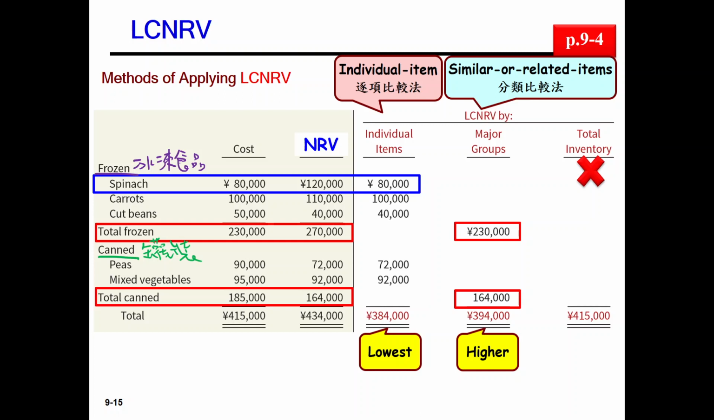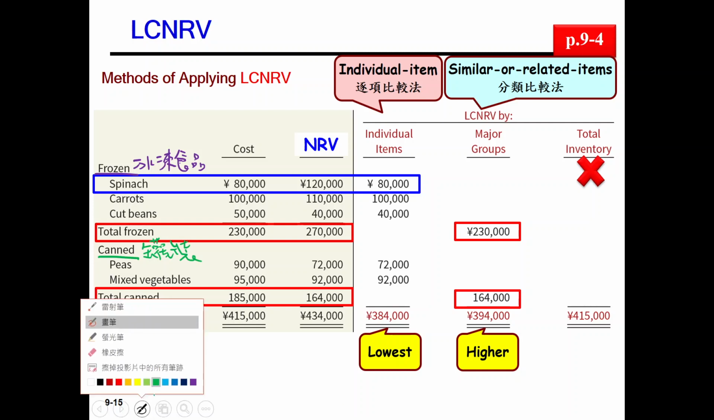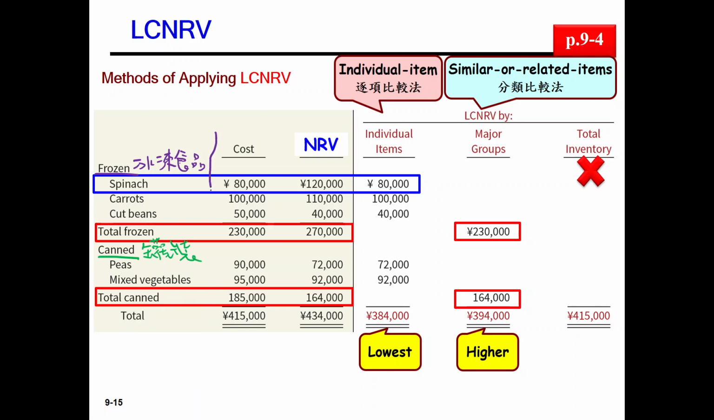For the second one, what's the problem? Did you find out? If you look at the frozen, you got $230,000. So $230,000 is right here, right? So could you tell me $2,000 and $40,000, $2,030,000 for this group, right? Is each item always the low one? No, it's not. Which one is the higher?